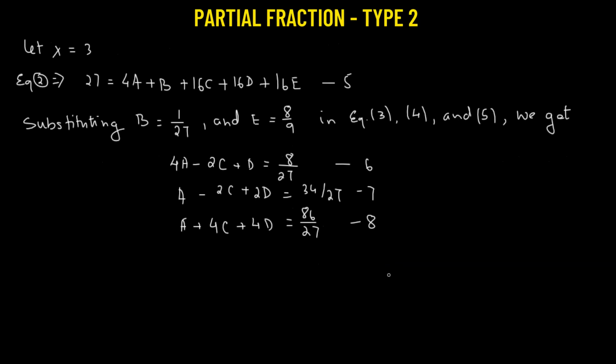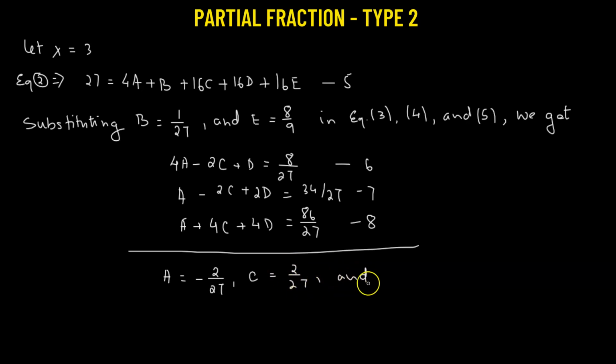Now what we can do, I'm leaving this as an exercise for you. You can solve equations 6, 7 and 8. This is a simultaneous linear equation with variables a, c and d. So solving these equations, we're going to get the values for a, c and d. So a will be equal to negative 2 over 27. The c value will be equal to 2 over 27, and the d value will be equal to 20 over 27. So finally we have obtained the values of all the 5 constants.